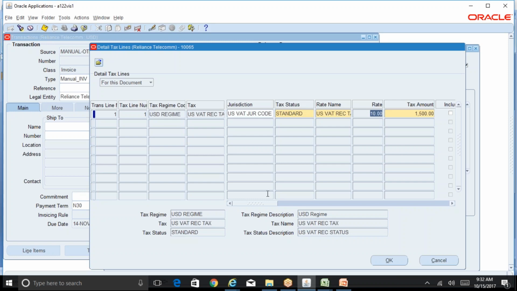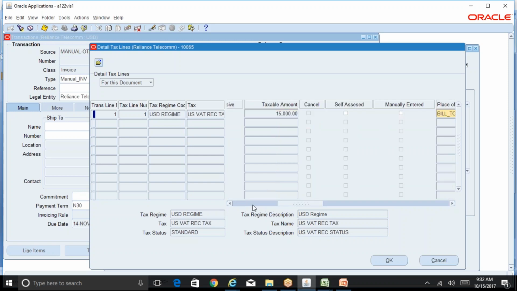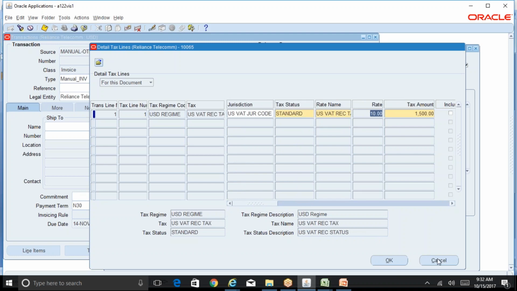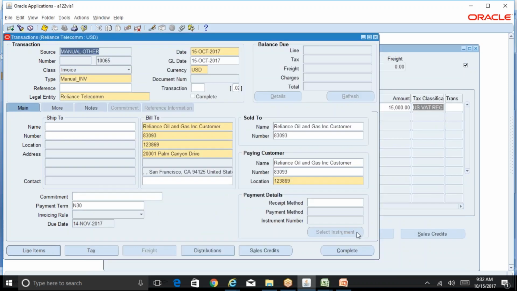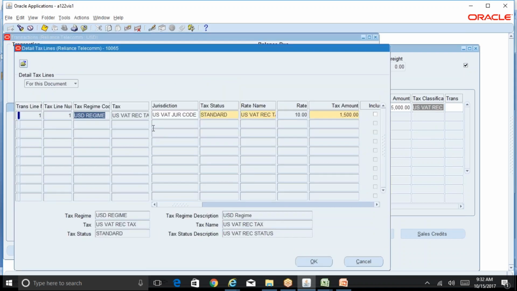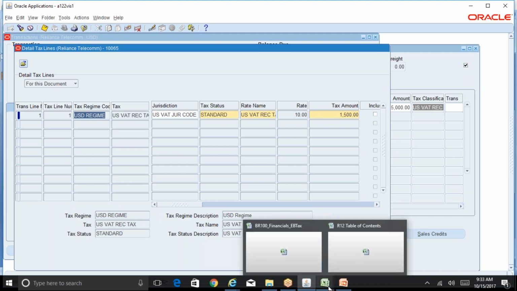Just one question, Arvind. Let's assume with the same combination, from tax regime to tax status or tax rate name, I have one more tax rate, like 15%. Now if I create an AR transaction, I ultimately have two tax rates available: one is 10%, another is 15%. So while doing the transaction, how will the system take it? Will it take 15, or do you need to manually select out of these two?